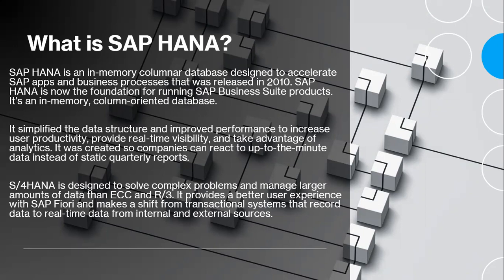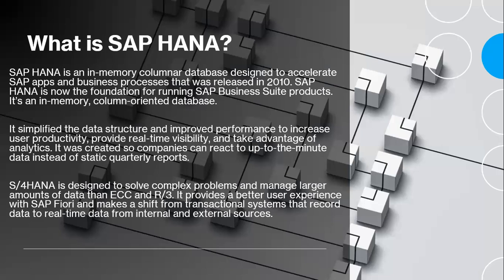Now, HANA is an in-memory columnar database designed to accelerate SAP apps and business processes, and it was released in 2010. So it's a little bit faster, it is smarter, it does a lot of analysis. I mean, it's intelligent. So every organization now should look forward to moving into the S/4HANA platform.